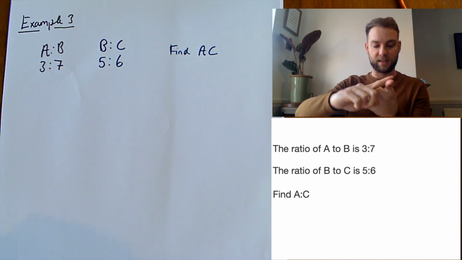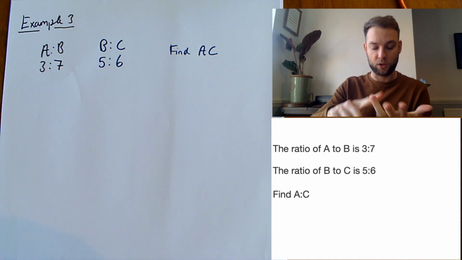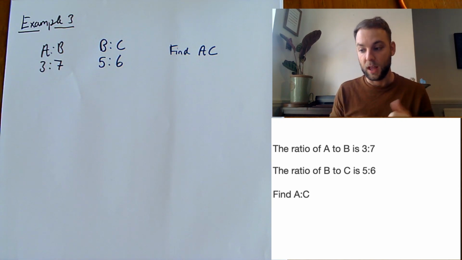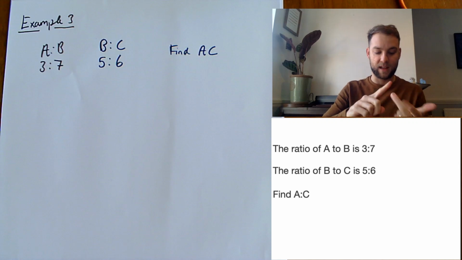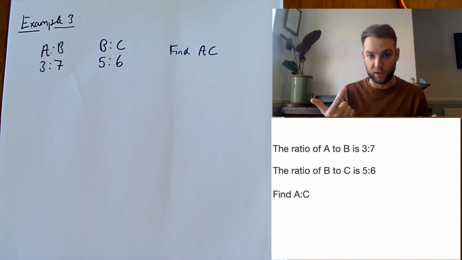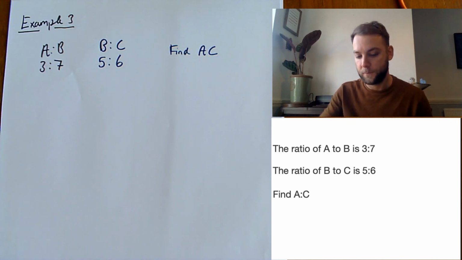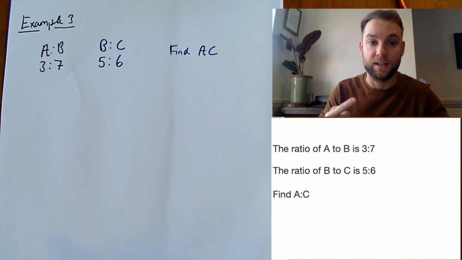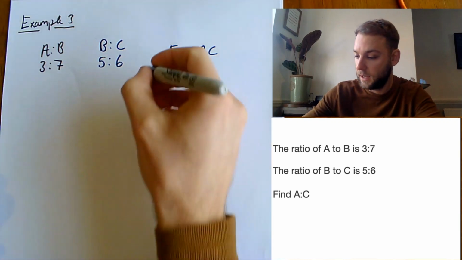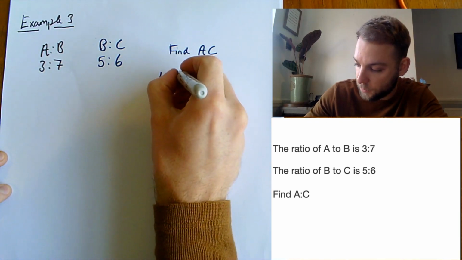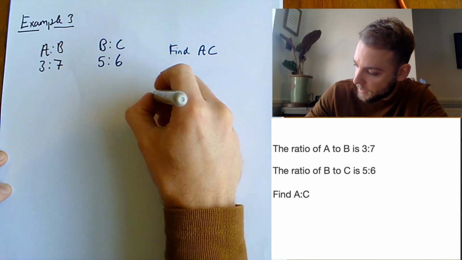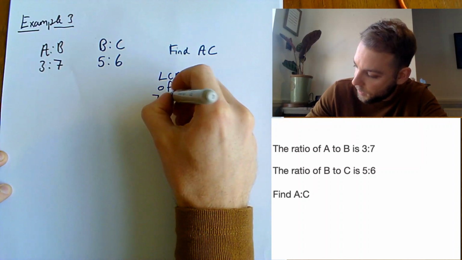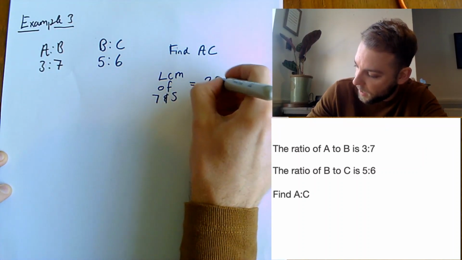So let's just go through the multiples. The multiples of 7 are 7, 14, 21, 28, 35, 42. The multiples of 5 are 5, 10, 15, 20, 25, 30, 35, 40. So the lowest common multiple of both of these, the number that they both go into, is 35. You might even want to write on the side: lowest common multiple of 7 and 5 is equal to 35.